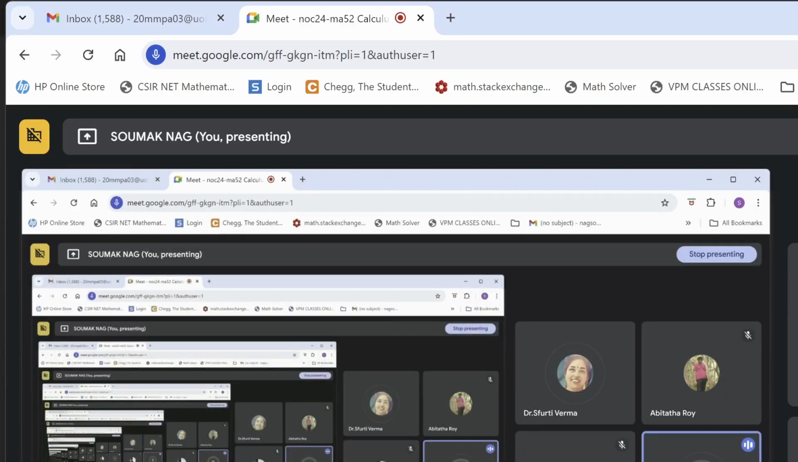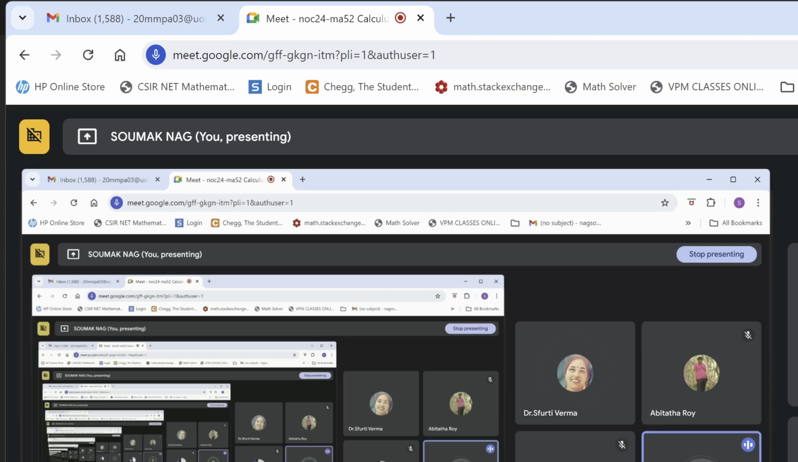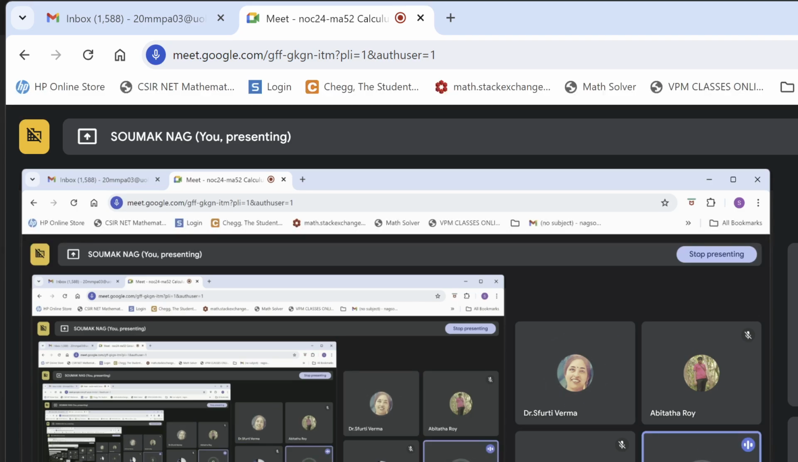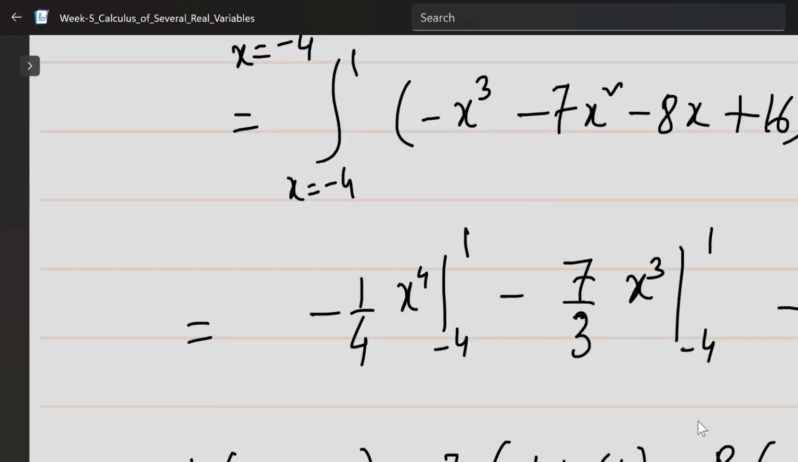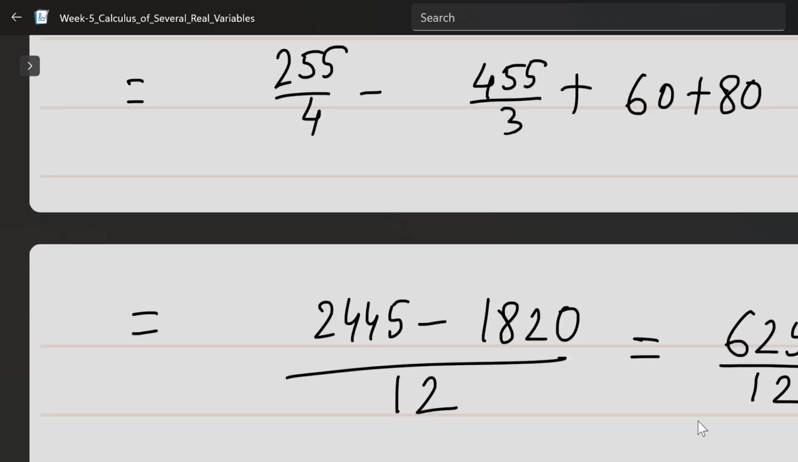Yes, yes, online calculators are allowed probably. Can you repeat? Your voice is breaking. They are provided. Online calculators are allowed. Okay, they have given a link to practice those calculators. I hope you can solve it by hand also, but since some multiplication is required, the answer is 625 by 12.